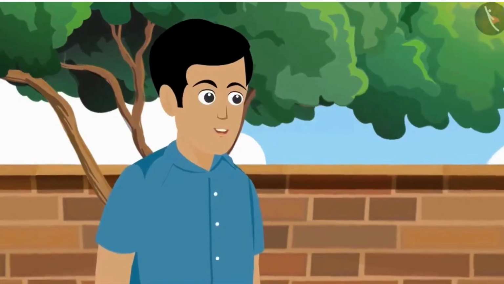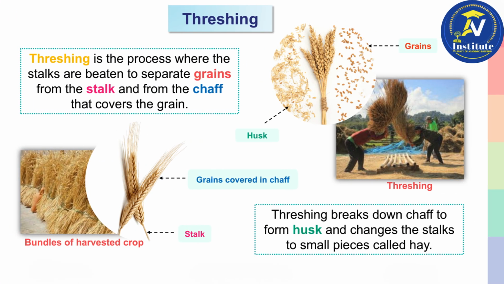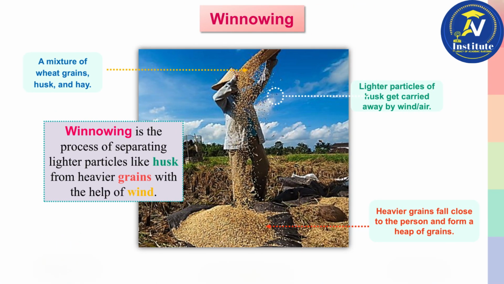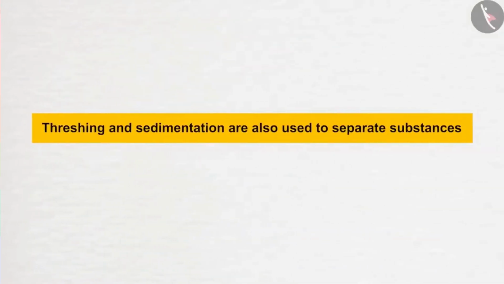Separate other impurities by washing them with water. Oh wow! You all gave very good examples. All threshing and sedimentation are also used to separate substances.